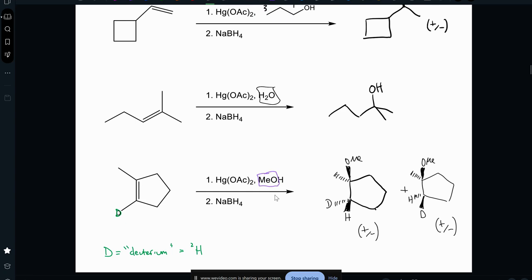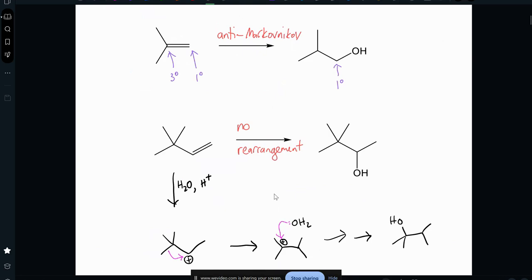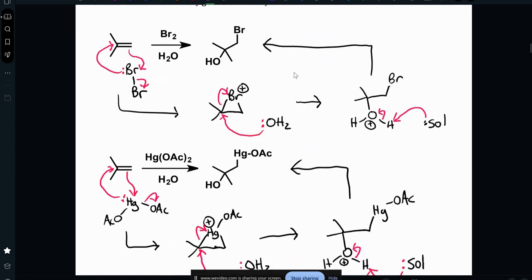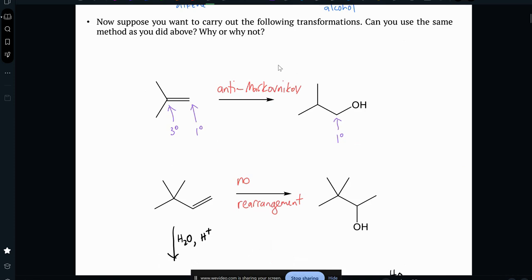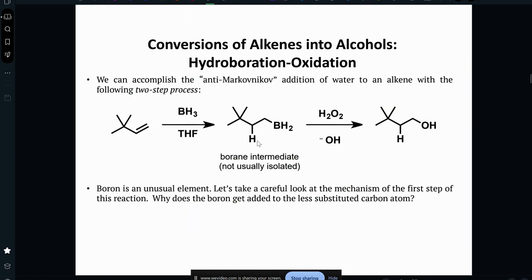All right, so there's our overview of oxymercuration reduction. Okay, remember this was a way that we could carry out a Markovnikov addition to an alkene, but not have any rearrangements. What about this other outcome that we asked about before? Do I have a way to do an anti-Markovnikov addition where I add the OH to the less substituted carbon of an alkene? And the answer is yes, I do.